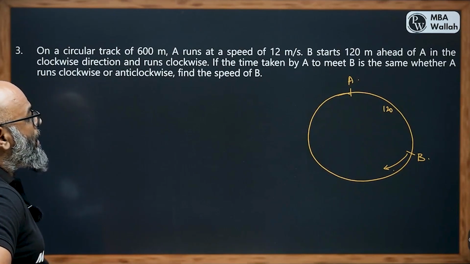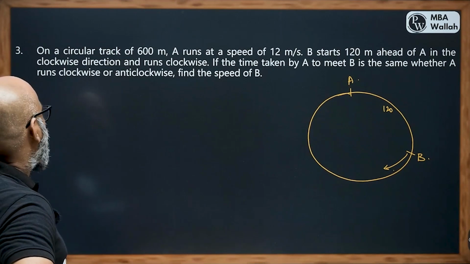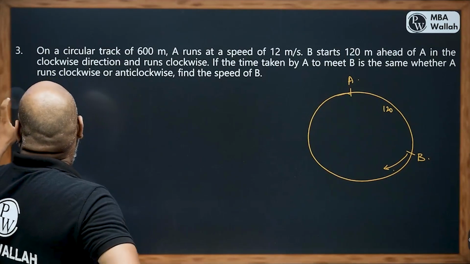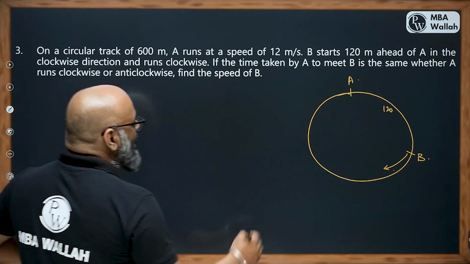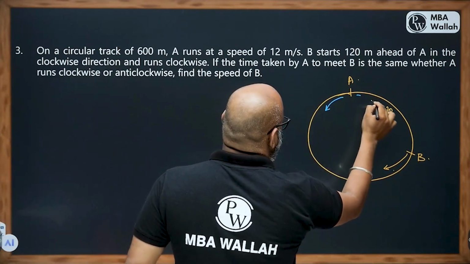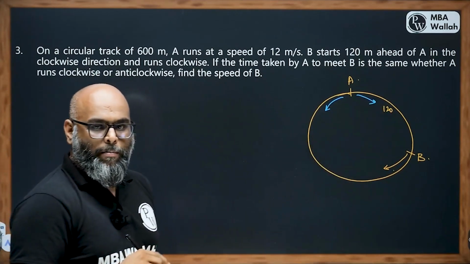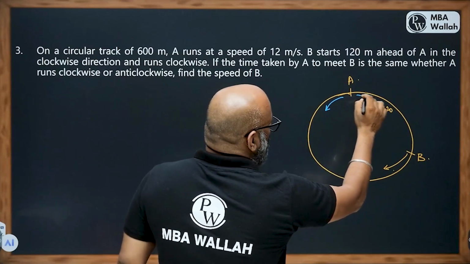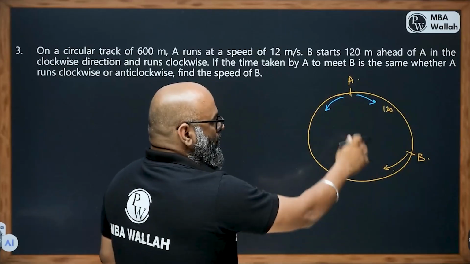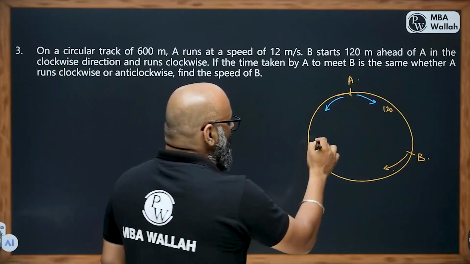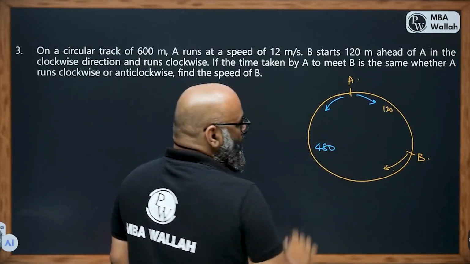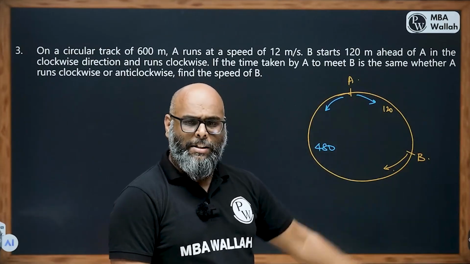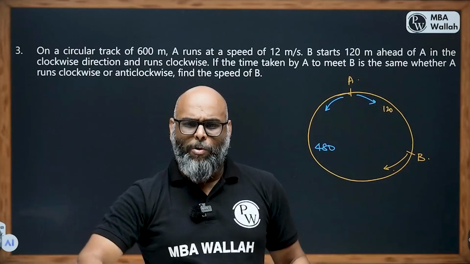If the time taken by A to meet B is the same, whether A runs clockwise or anti-clockwise, find the speed of B. So they're saying that, hey, whether A runs in this direction or this direction, the time taken is the same. What does it mean? If both of them run in this direction, the relative speed would be different. In this direction, the relative speed would be different. They will have to cover 480 meters for them to meet in this case. They'll have to cover 120 meters in that case. And they are saying the time taken would be the same.